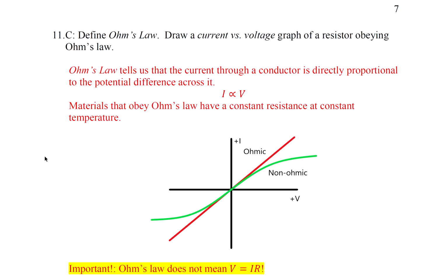Question 11. Define Ohm's law. Draw a current versus voltage graph of a resistor obeying Ohm's law. Ohm's law tells us that the current through a conductor is directly proportional to the potential difference across it. So current is proportional to voltage drop. Materials that obey Ohm's law have a constant resistance at a constant temperature.